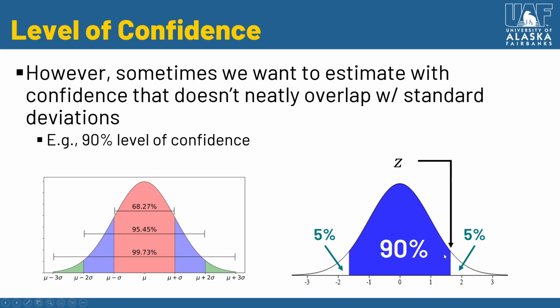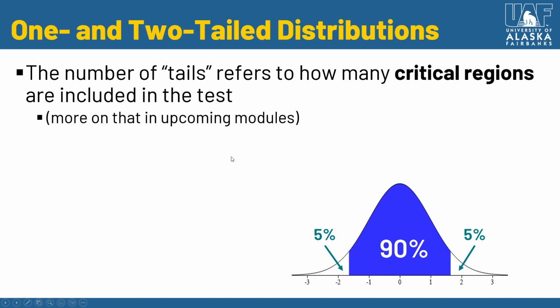And then Z is essentially this value, right? So it looks like 1.6-ish, 1.7-ish, somewhere around there. But again, it doesn't overlap neatly with this. It's not going to be a whole number like in our previous examples. And so I'd like to pause at this point to talk about the fact that there are going to be different types of distributions that we see in this course, 1 and 2 tail distributions.